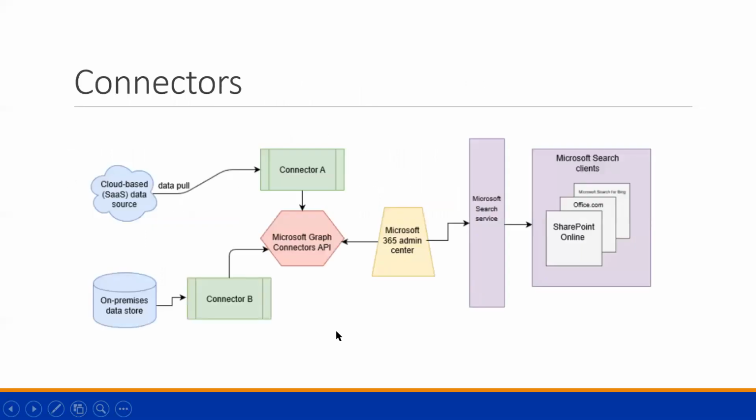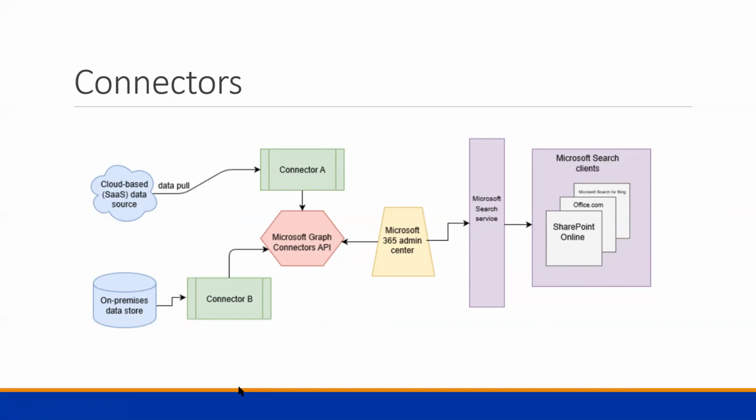Let me explain here. So this is a typical architecture of a connector. We have two connectors here, connector A and connector B. Connector B is connected to an on-premise data source, whereas connector A is connected to a cloud-based data source. So these connectors can be configured in your Microsoft Admin Center, and when you call your search service from your search applications, these search applications will provide you results from this data source as well as your Office 365 products.